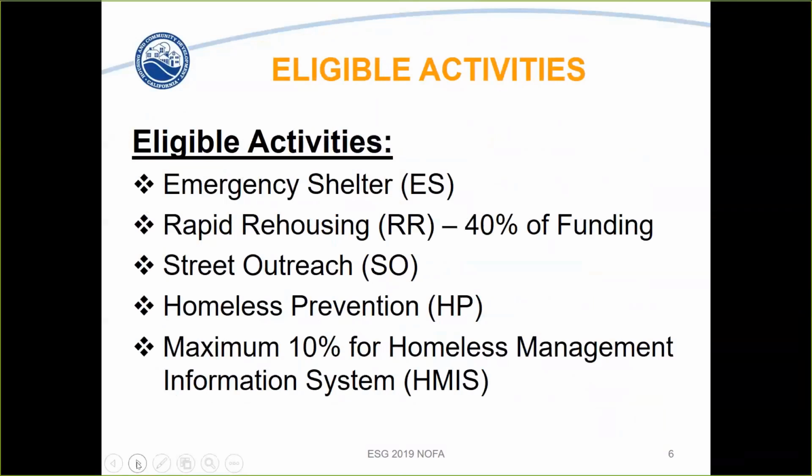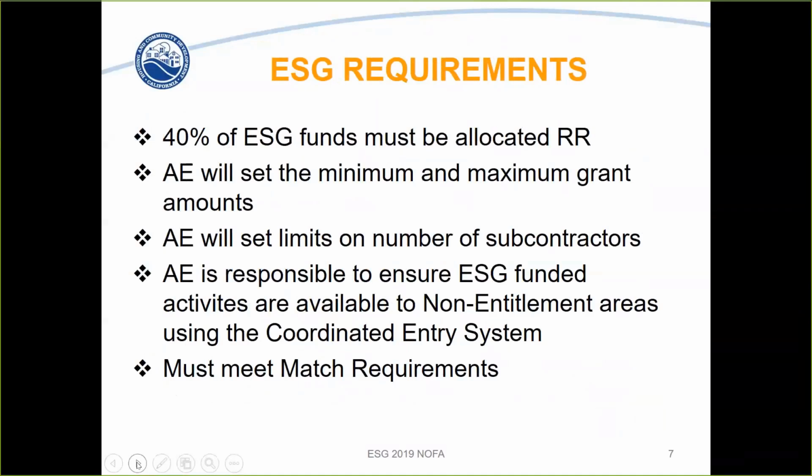A minimum of 40% of the funds must be awarded to rapid rehousing, and the balance remaining can be awarded to emergency shelter, street outreach, and homeless prevention, and a maximum of 10% for HMIS. Again, the administrative entity must allocate 40% of their ESG funds for rapid rehousing. Each administrative entity can determine the minimum and maximum grant amounts to set the limits on the number of subcontractors. And they must ensure ESG-funded activities are available to non-entitlement areas using the coordinated entry system. And also the administrative entity must meet the federal ESG match requirement, which is 100% and is mentioned in prior slides.